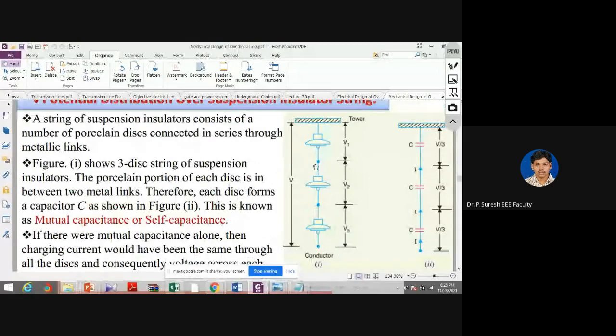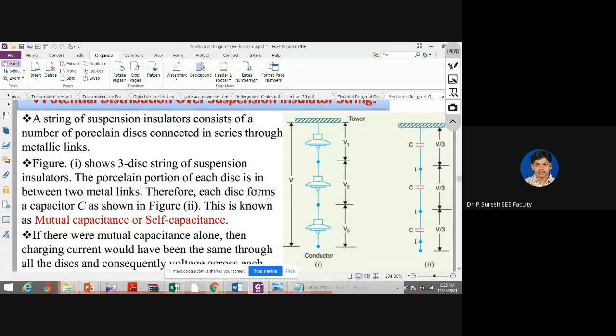Grading means the disc nearer to the conductor has the most voltage across it. That's why we need to change the size of the discs. Here we use a higher size, here somewhat lesser, here lesser still. By changing the size of each disc, we can make all the voltages equal, or we can improve the efficiency.